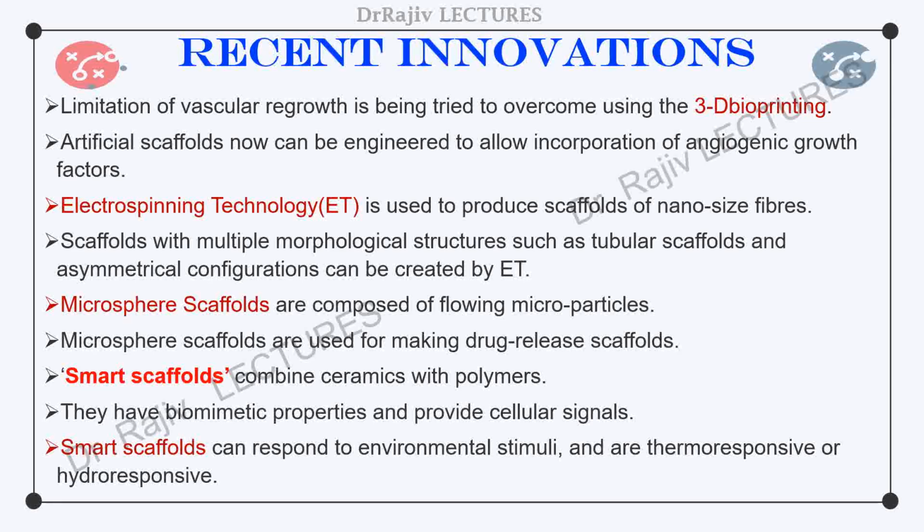Recent developments in material science have led to the creation of so-called smart scaffolds. They are complex and innovative artificial scaffolds combining ceramics with polymers to gain the advantages of each. They have biomimetic properties and provide biophysical cues or cellular signals to instruct, guide, and modify cell behavior. Smart scaffolds can respond to environmental stimuli, mimic the dynamic nature of the native extracellular matrix, and are thermoresponsive and hydroresponsive. Smart scaffolds have been mostly used for regenerating bone, cartilage, and cardiovascular tissues.